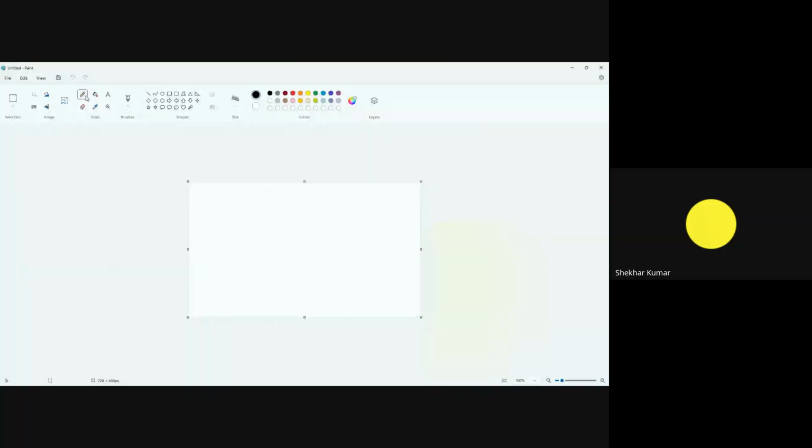Is any screen visible to you? Paint screen. Okay. Yes.